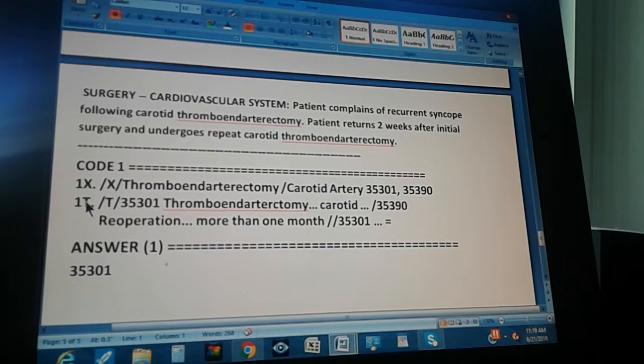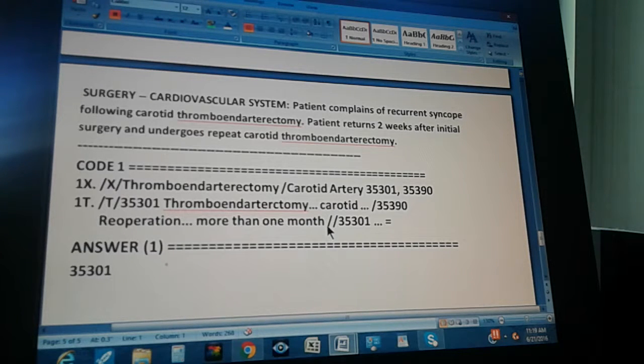So you go to the tabular, and we're going to see the text for each code, right? Right. So the code is found through the tabular like this. First, you go to the tabular, and you start with the first code, right? Yes. Which is? 35301. What is that? Thromboendarterectomy, carotid. Carotid, right? And then let's examine the second one. Okay. 35390. And what is that? Reoperation, more than 1 month, right?